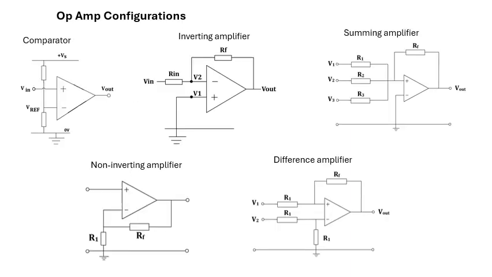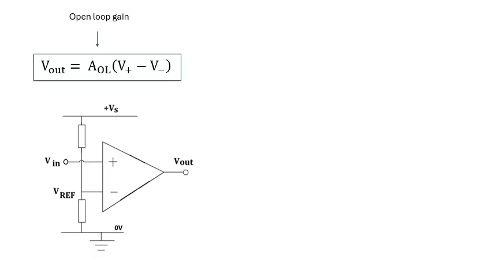So these are the different ways that we can use an op-amp that we need to know about. We need to know about a comparator, inverting amplifier, non-inverting amplifier, summing amplifier, and difference amplifier. And I'm going to work my way through this. And I know if you've not seen this before, it'll look very, very ominous, but don't worry, all will be revealed. Okay, so first of all, the comparator.